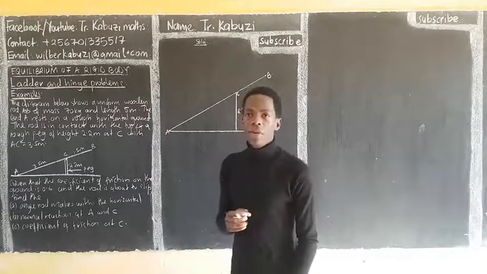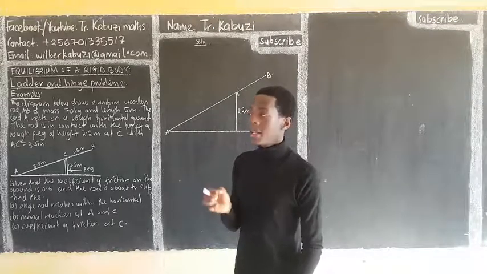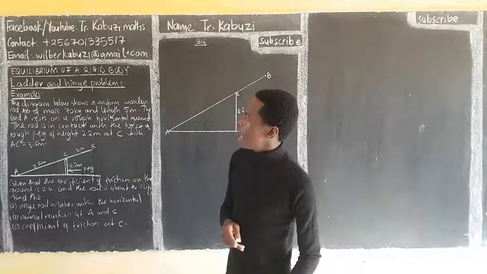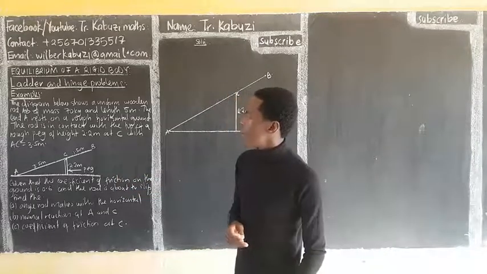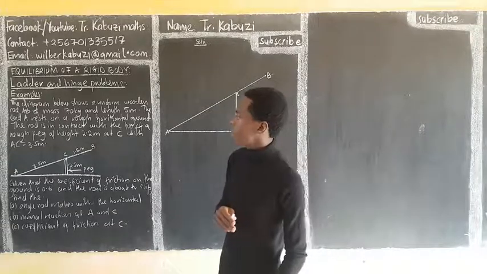Note here the word uniform. It means that the weight is going to act in the middle, the center of gravity is in the middle of that rod, and length 5 meters. The end A rests on a rough horizontal ground. Remember, here the word rough means that we're going to expect some friction.